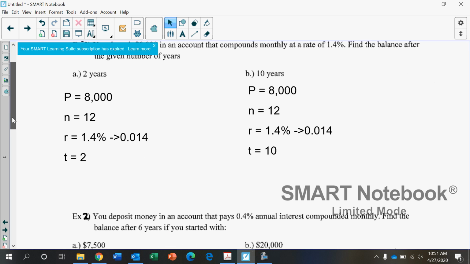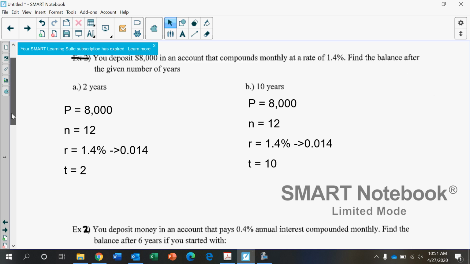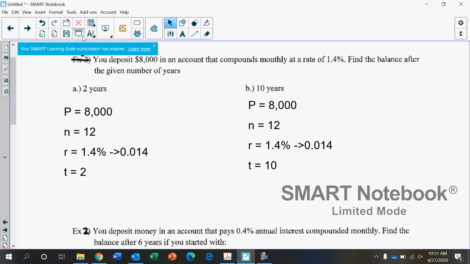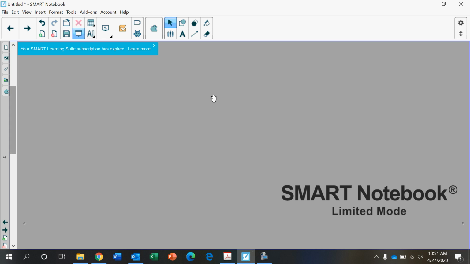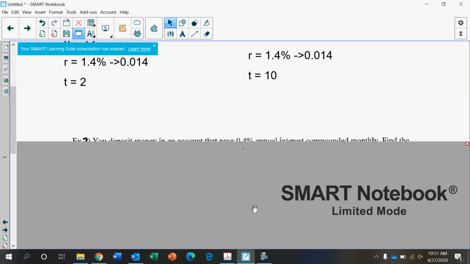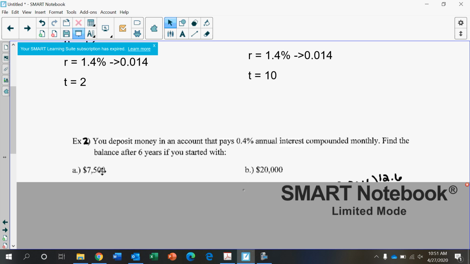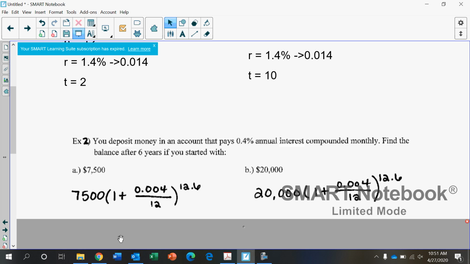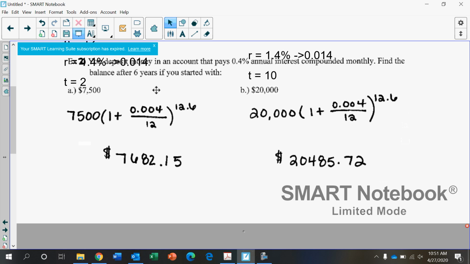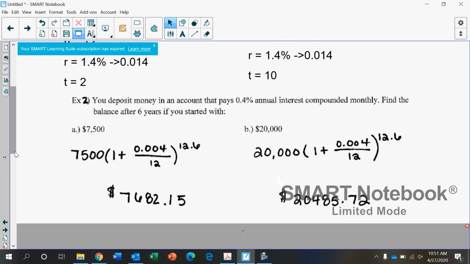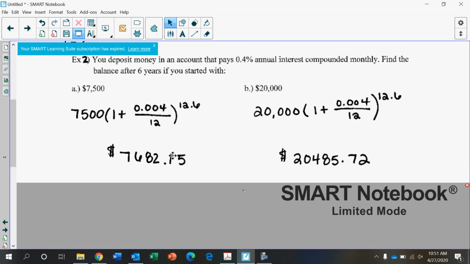Same thing. There's nothing different about these problems. It's just plugging in different information. So it says you deposit money to an account that pays 0.4% annual interest compounded monthly. Find the balance after 6 years. So again, we have our R, we have our N, we have our P. Our P is just going to change, so again, your starting amount. It doesn't get any harder or easier than this. Pretty much the same thing the entire time.